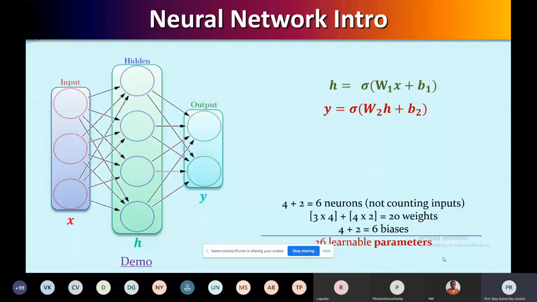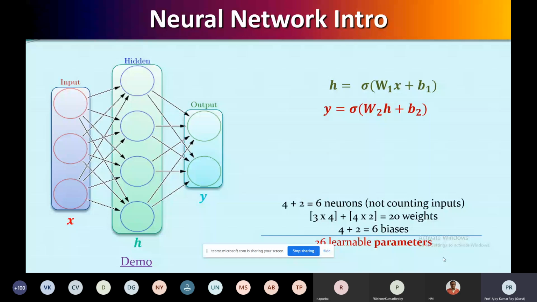So if you do not count the inputs, then there are 4 hidden layer and 2 output layer neurons. And how many weights are there? It's very simple. 3 into 4, since there are 3 input layer neurons, plus 4 into 2, that is 8, total 20 weight vectors you have to find.